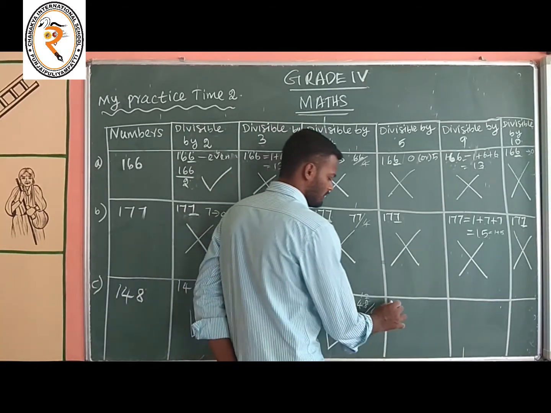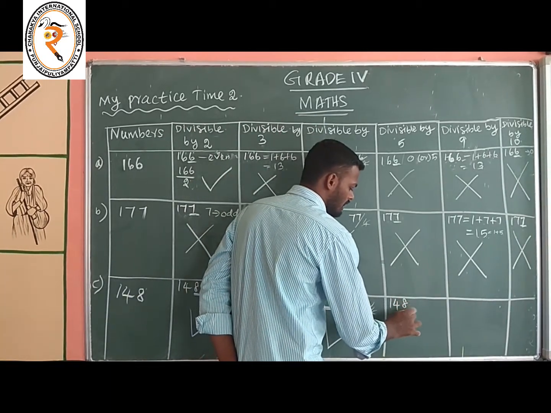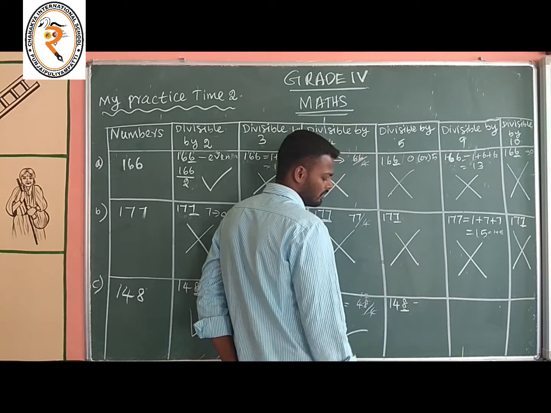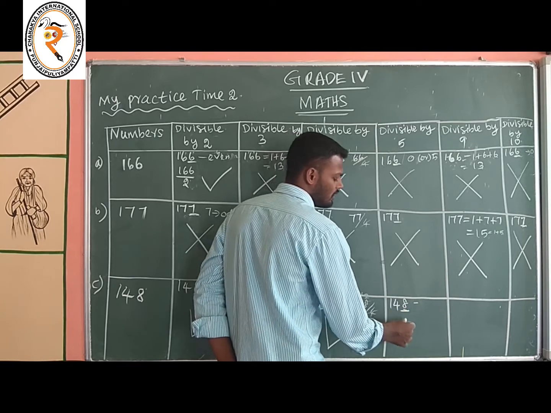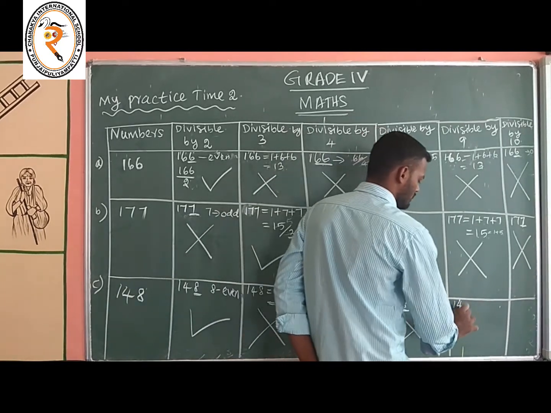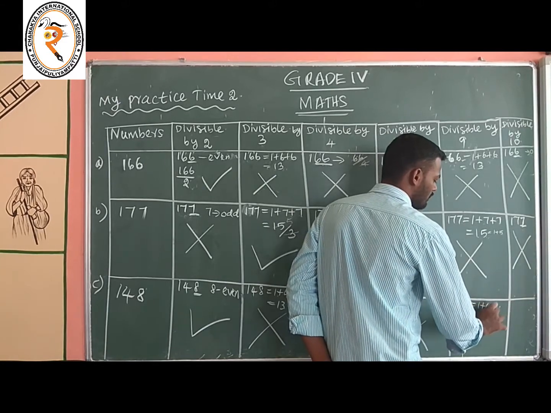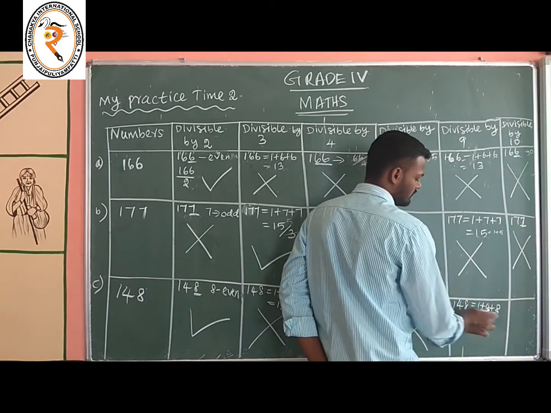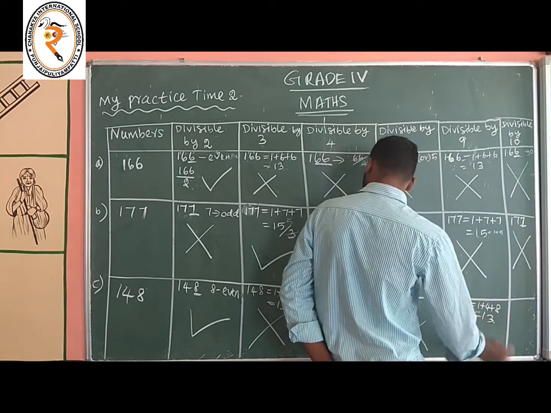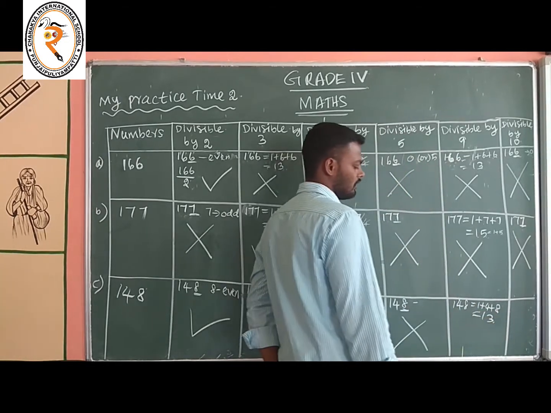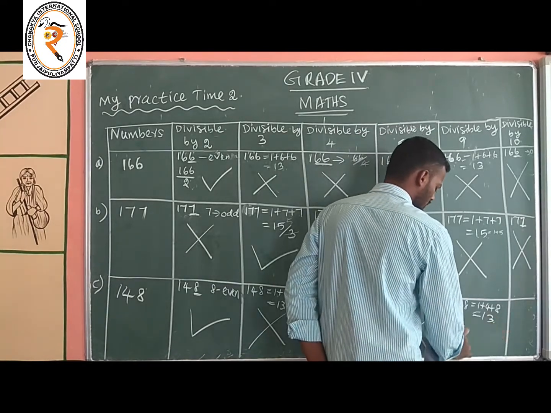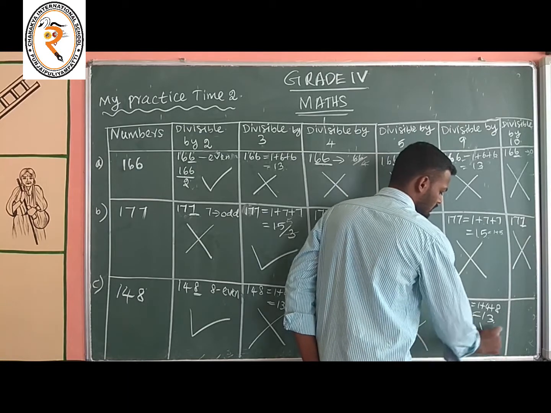Next, 5. For 148, the last digit is 8, which is not 0 or 5. Therefore 148 is not divisible by 5. Same 148, adding 1 plus 4 plus 8 gives 13. 13 is not divisible by 9. Therefore 148 is not divisible by 9.